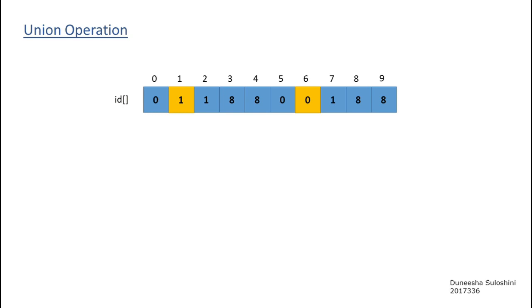In the example, here we are checking ID 6 and ID 1. P is equal to 6 and Q is equal to 1. Therefore, at the 6th position we have the ID 0. For the first position we have ID 1. Those IDs are not matching. 0 is not equal to 1. So 6 and 1 are not connected.